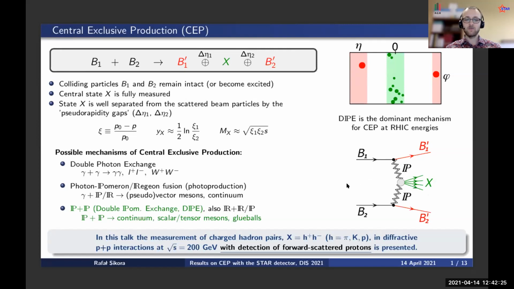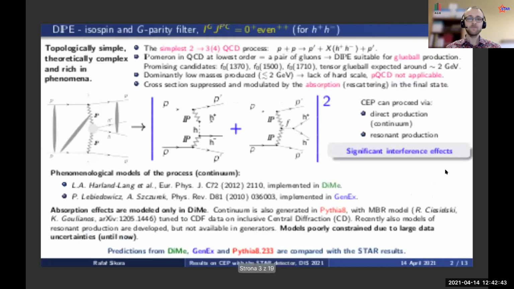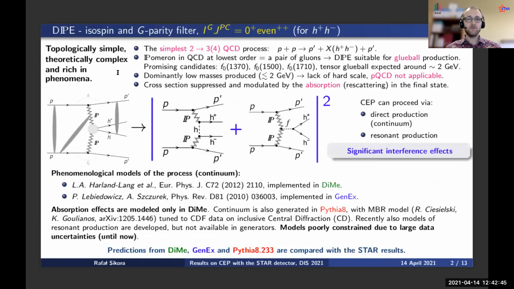In this talk, I would like to discuss the measurement of the charged hadron pairs. So the central state X consists of two hadrons oppositely charged with the detection of forward scattered protons. And this is something which makes this measurement particularly important. As I said, we measured two particles in the central system. So this process is generally simple in terms of topology, but in terms of theory, it's quite complex.